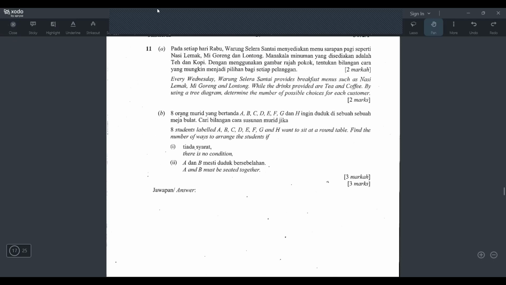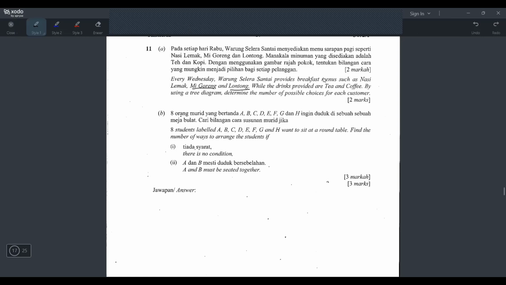Now we continue with question number 11. Let's read the question. Every Wednesday, Warung Selera Santai provides breakfast menus such as nasi lemak, mee goreng, lontong, while the drinks provided are tea and coffee. By using a tree diagram, determine the number of possible choices for each customer. So we have to draw a tree diagram.